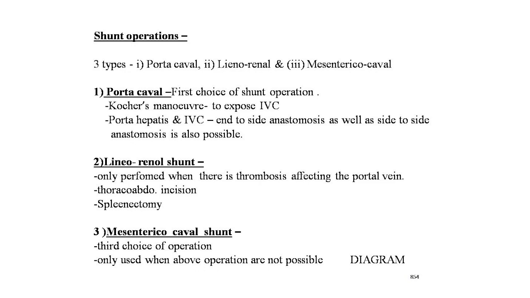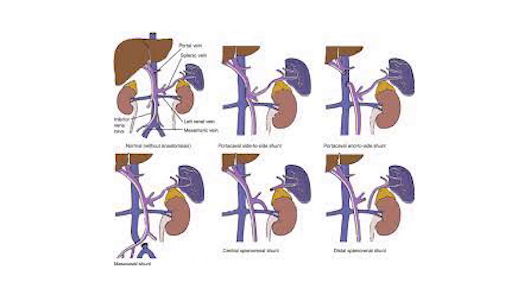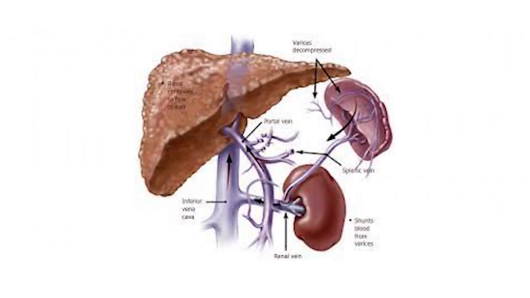Mesentericocaval shunt operation is the third shunt operation in portal hypertension. This is the third choice of operation, only used when the above operations are not possible, then this mesentericocaval shunt operation should be performed.